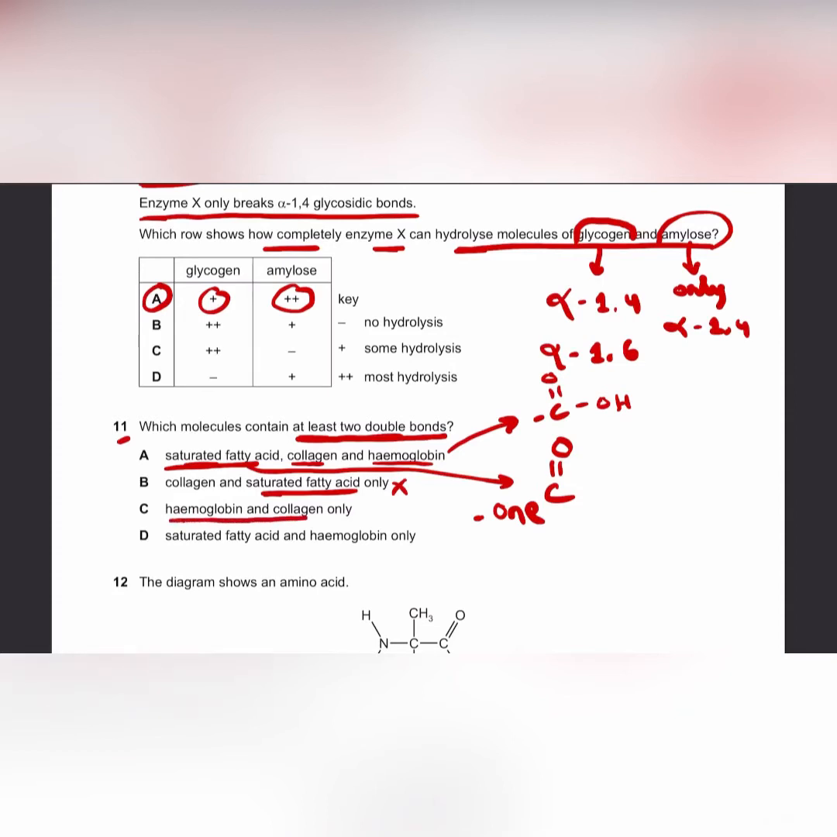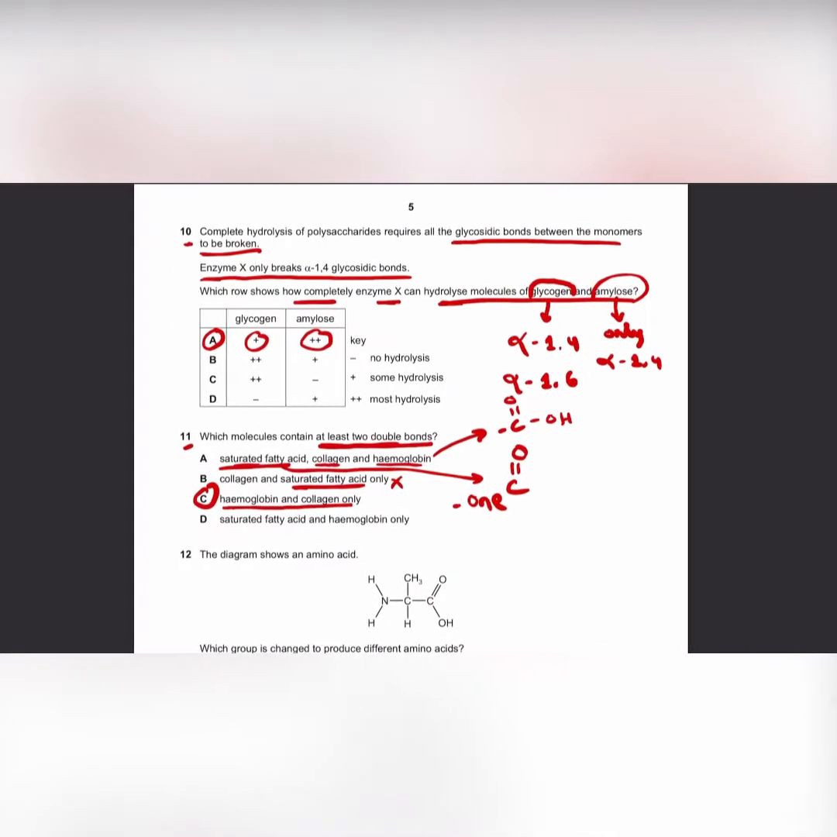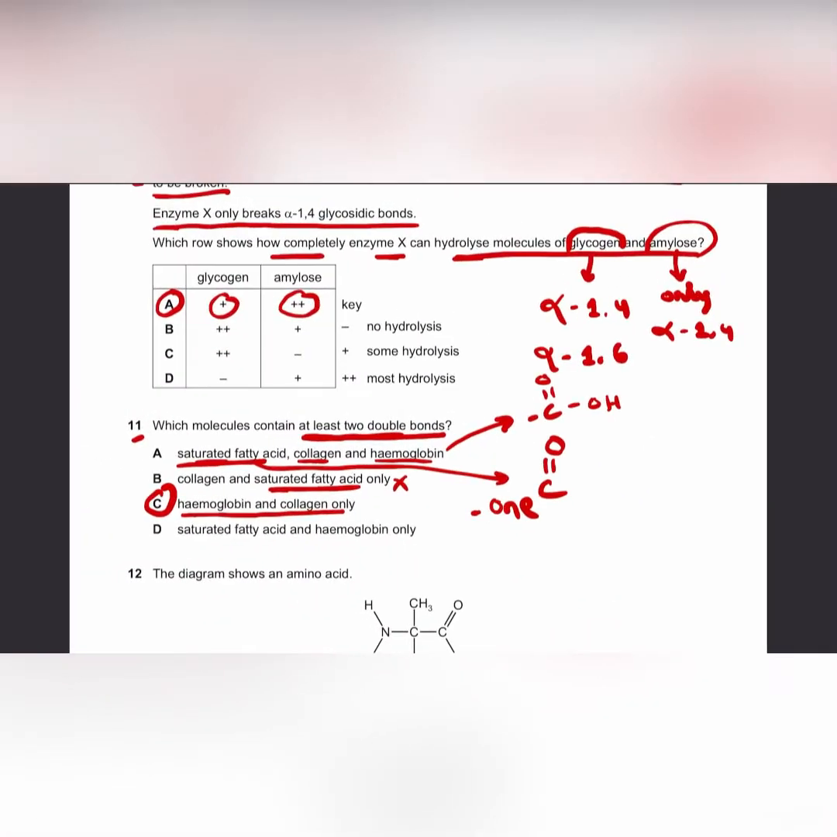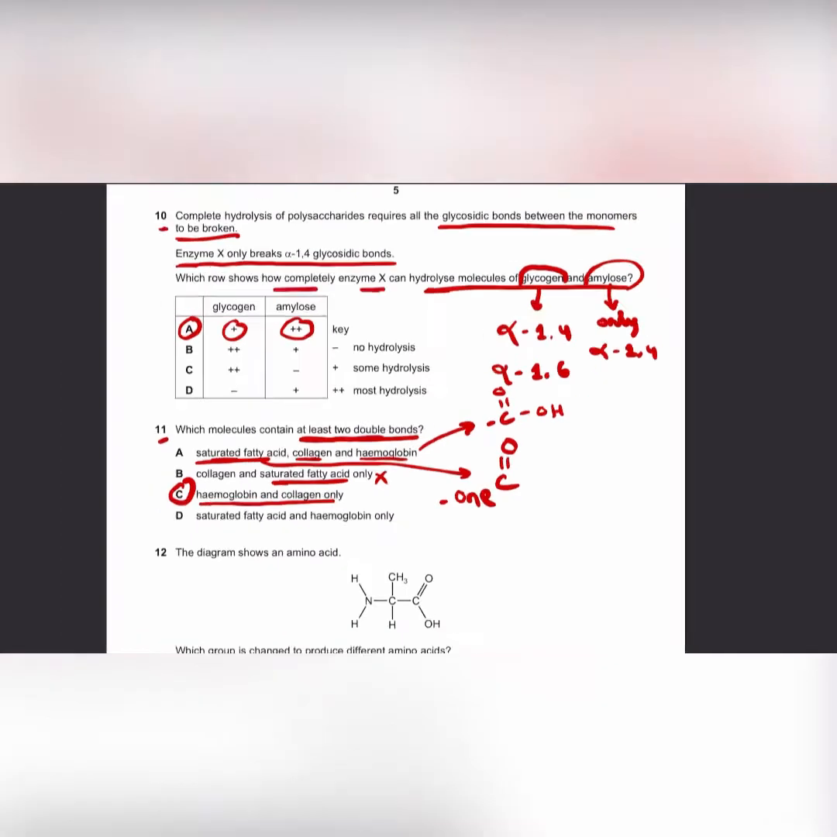However, hemoglobin and collagen are proteins, made up of many amino acids joined together. So they contain at least 2 double bonds, or we can say more than 2 double bonds. So the answer will be C. Always be careful. In this MCQ, they stated double bonds only, not carbon-carbon double bond. Any double bond. They're talking about any double bond.